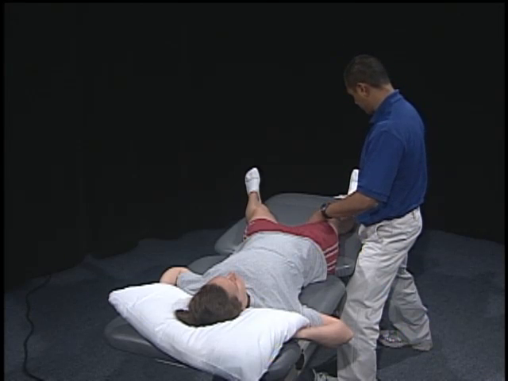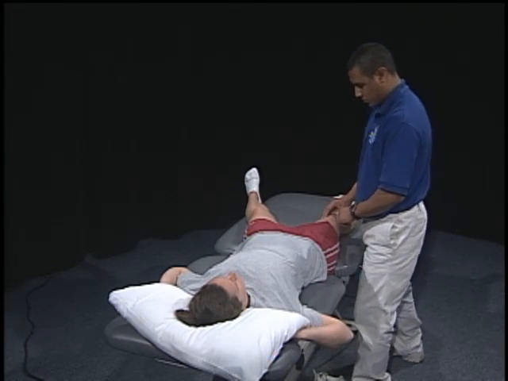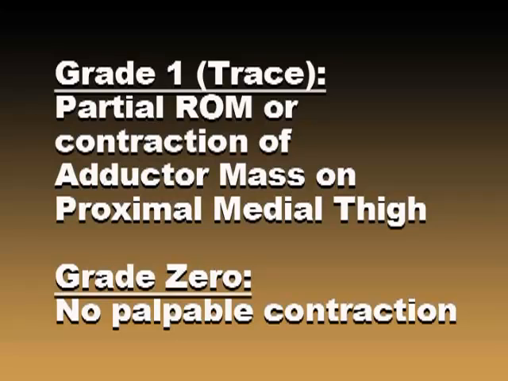Grade 2, poor. The patient completes full range of motion in the supine position. Grade 1, trace. There is partial range of motion, or you are able to palpate a contraction of the adductor mass on the proximal medial thigh. Grade 0, no palpable contraction.